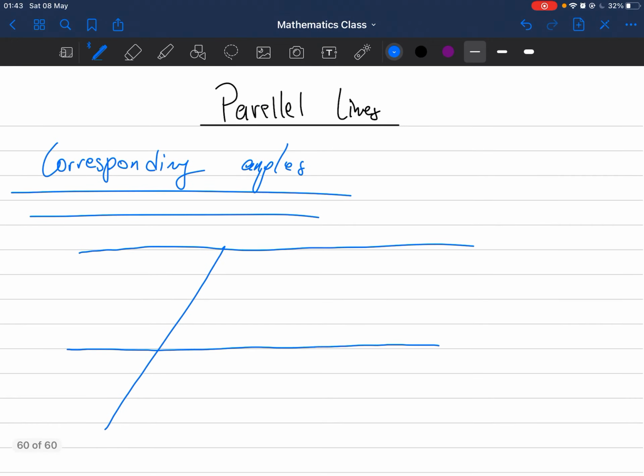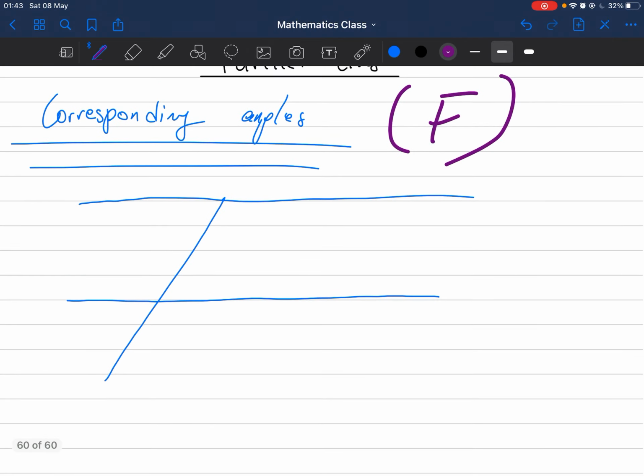parallel lines. Okay, so with corresponding angles, they form an F shape. So if you look at this, you are able to identify your F shape in this. Okay, so you see this looks like F. So what does it say? The corresponding angles theorem says that these two angles are actually equal.